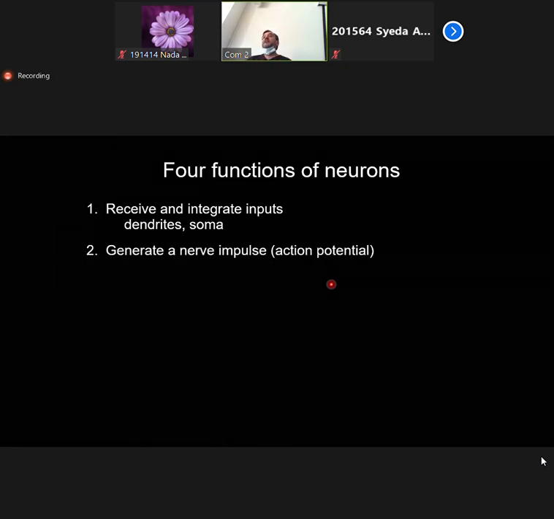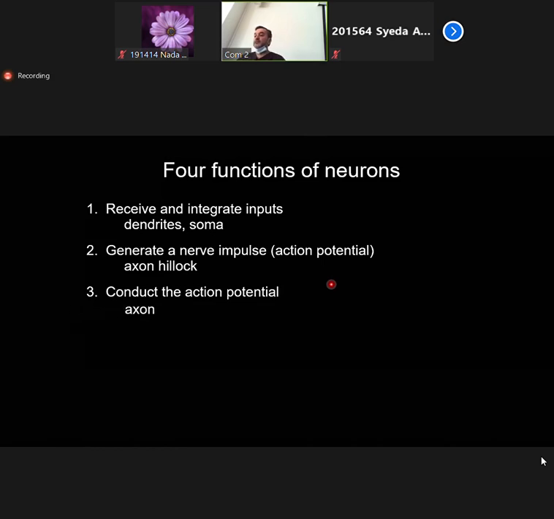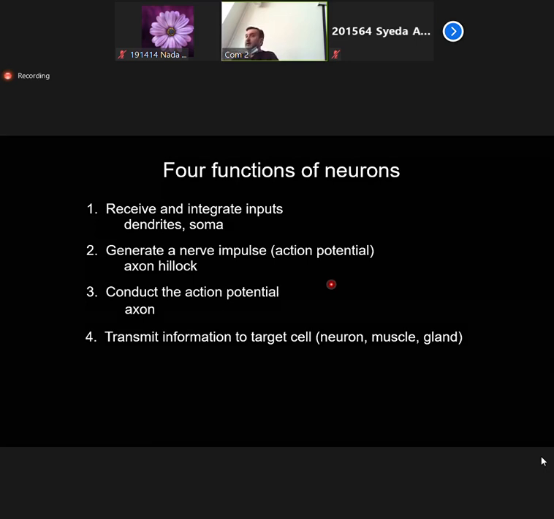Then they would generate an action potential, which is going to be generated at the axon hillock, and transmit this action potential through the axon, through the nodes of Ranvier. They would keep on going down, and then transmit the information to the target cell through the synapse with another neuron, or a muscle at the neuromuscular junction, or a gland where the secretomotor fibers are there. So this is done at the axon terminals or nerve terminals.